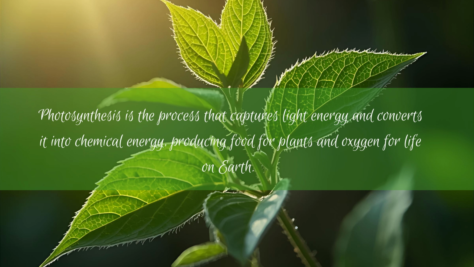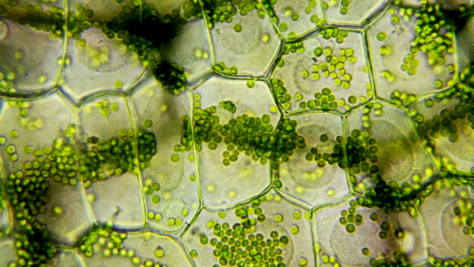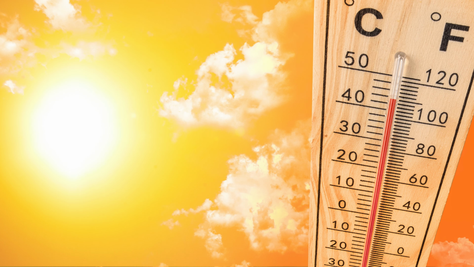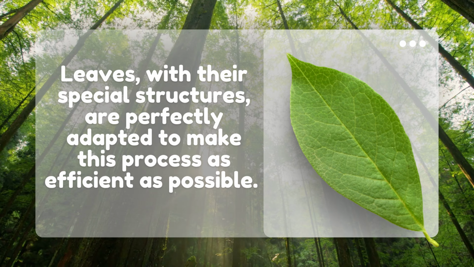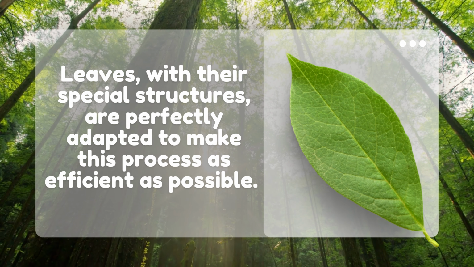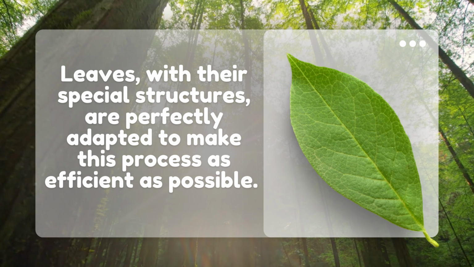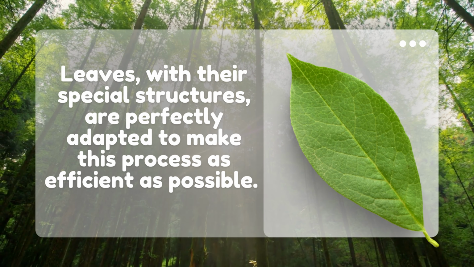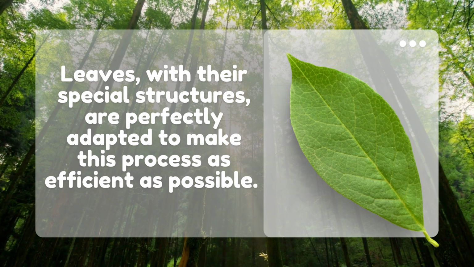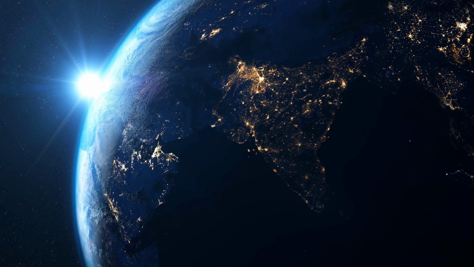In summary, photosynthesis is the process that captures light energy and converts it into chemical energy, producing food for plants and oxygen for life on Earth. It depends on chlorophyll, light, carbon dioxide, and the right temperature conditions. Leaves with their special structures are perfectly adapted to make this process as efficient as possible. Photosynthesis truly is the green engine that powers life on our planet.